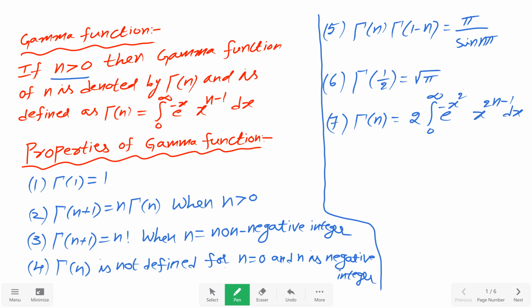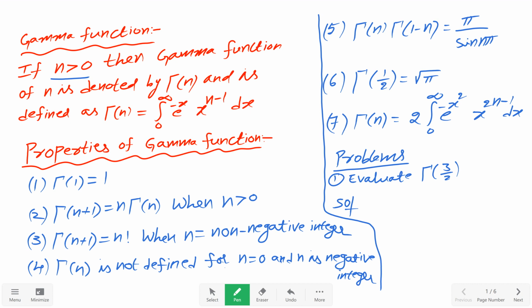Now the problems on gamma function. The first problem is evaluate gamma of 3 by 2. So we have to find the value of gamma of 3 by 2. We can find the value of gamma of 3 by 2 by using property number 2.